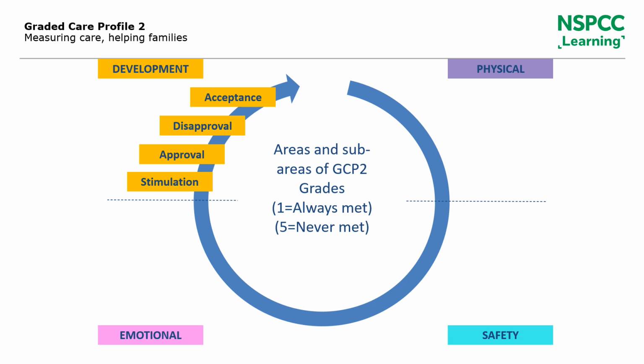As you can see, under development, we've got 4 smaller areas. It asks about acceptance of the child or young person, disapproval, so thinking about behaviour management, approval, so what are those positive interactions that they have, and also stimulation, so how do they do things together, what do they do together, what sort of play is on offer, etc.